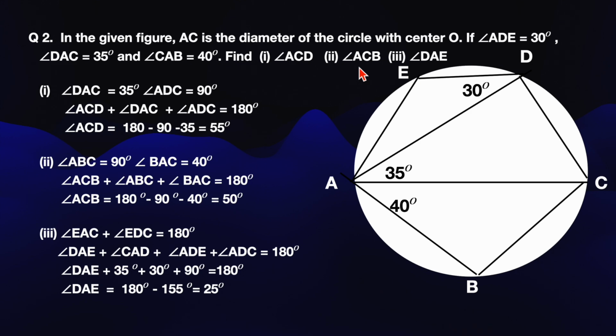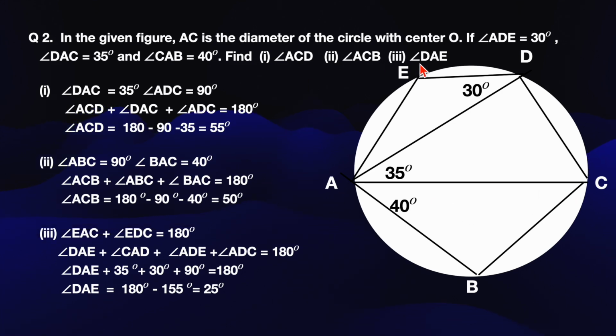Next one is ACB. This angle we have to find. Again, take this triangle ACB. This is the diameter. The angle opposite is angle B. This angle is 90 degrees. So, this angle ACB is equal to 180 minus 90 minus 40. That will give us 50 degrees is this angle.